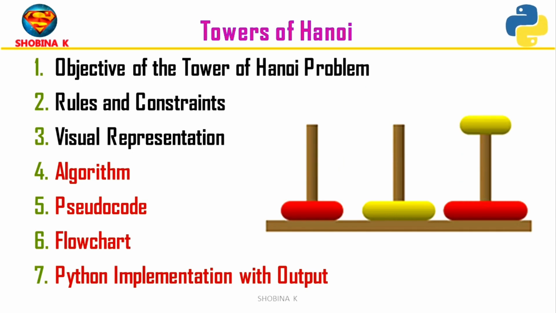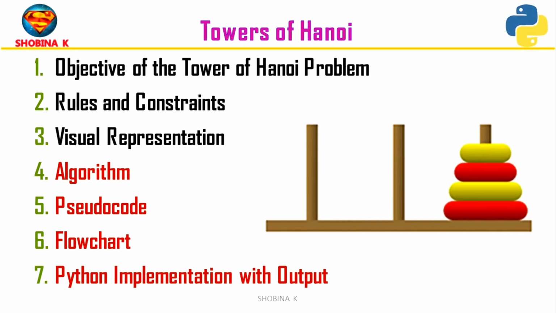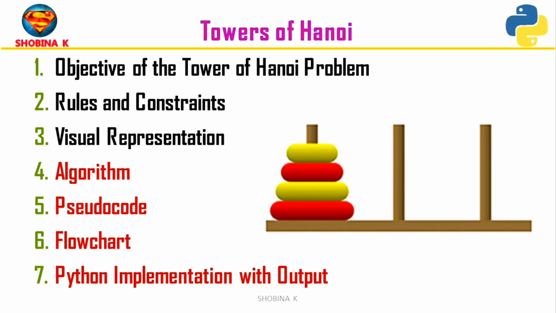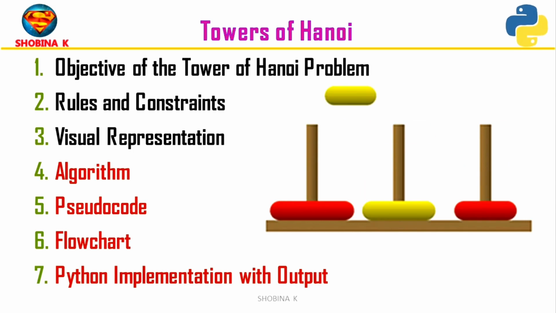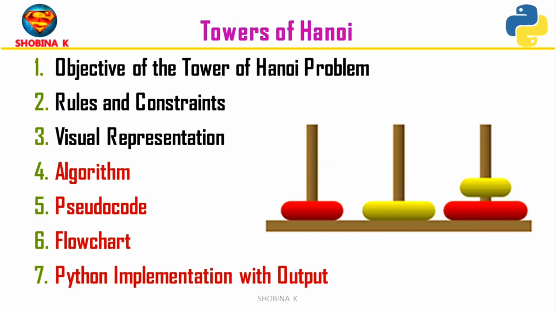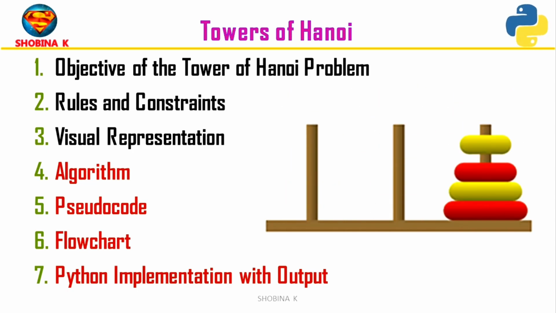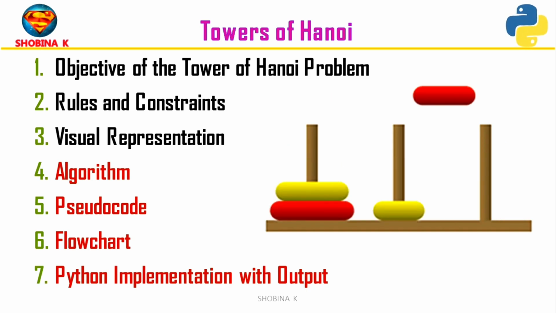Moving further, we will walk through the problem visually, showcasing the initial, intermediate, and final states. And this will help us to visualize the movement of disks between the rods. After which, we will dive into the recursive algorithm behind the Tower of Hanoi problem. Next up, we will go through the pseudocode line by line and a flowchart providing a visual demonstration of how the algorithm operates. Finally, we will wrap it up with Python code to solve the Tower of Hanoi problem. And we will run it to see the solution in action.